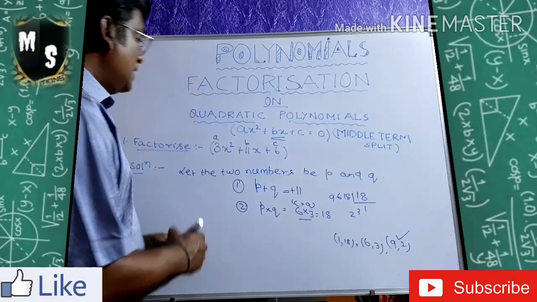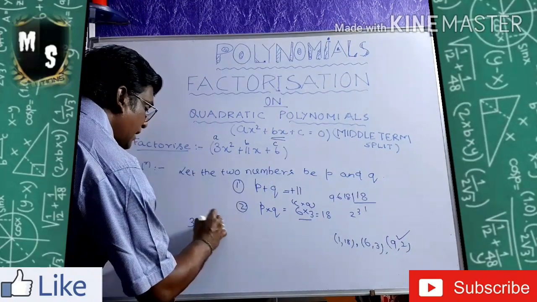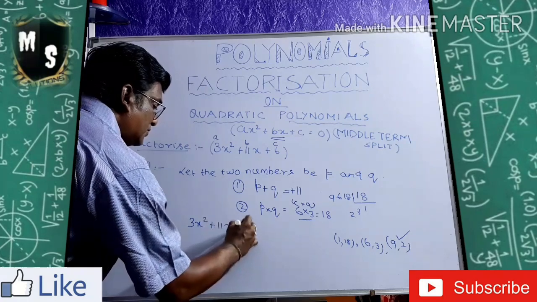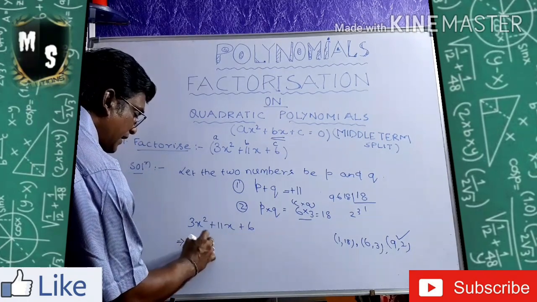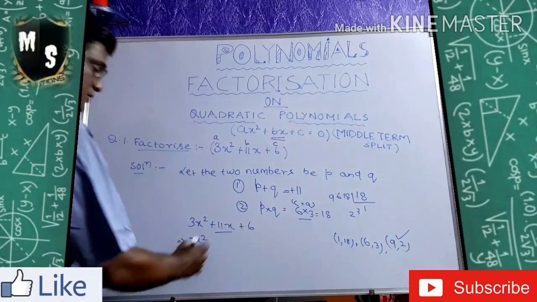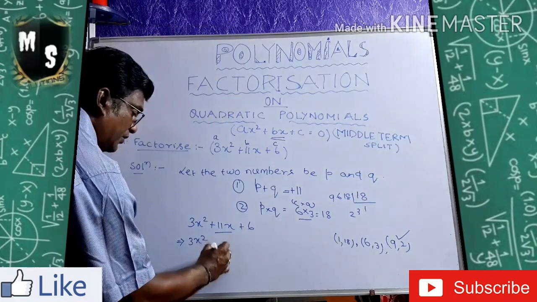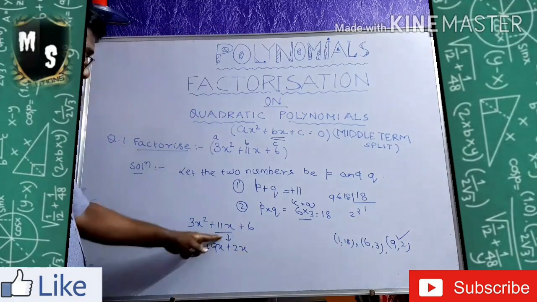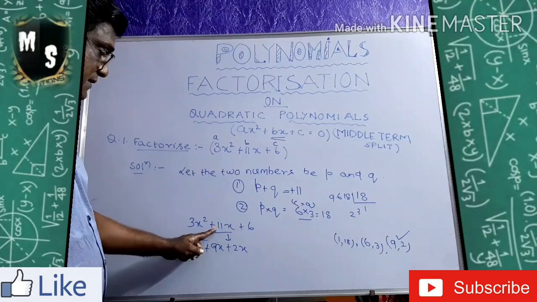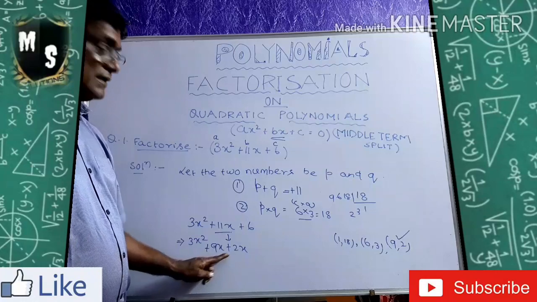Now I am going to split this. See how I am doing it. 3x square plus 11x plus 6. This implies I am splitting the middle term. What is my middle term? 11x. So what factors did I get for 11? 9 and 2. I am splitting it as 9x plus 2x. Understood now? 9x plus 2x is 11x. So I split 11x into 9x plus 2x.